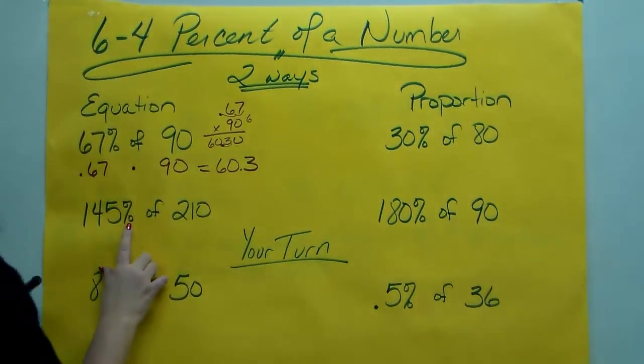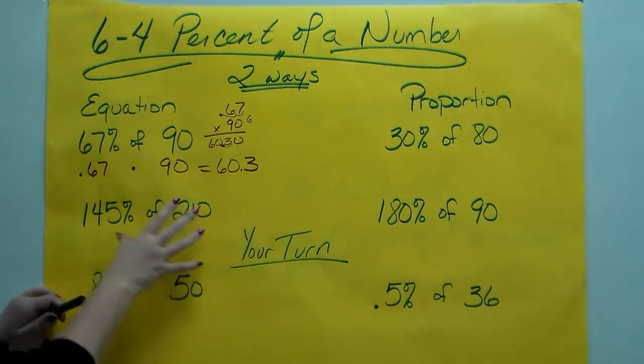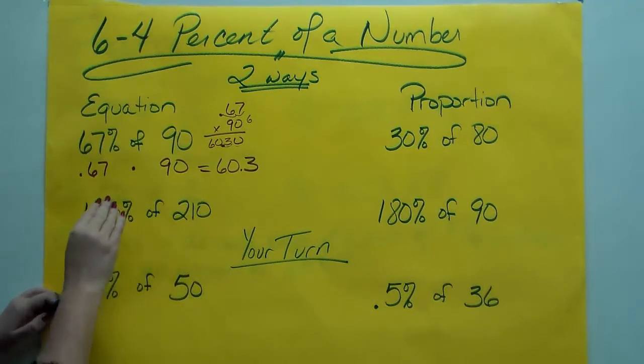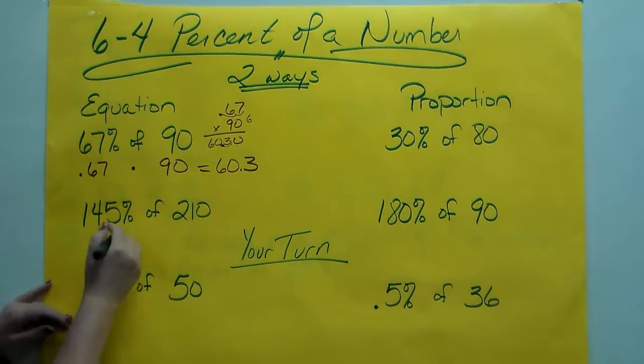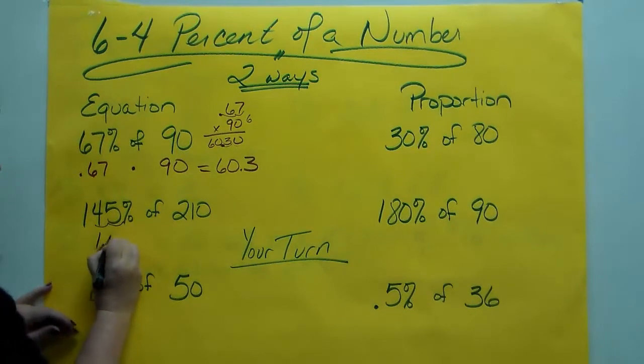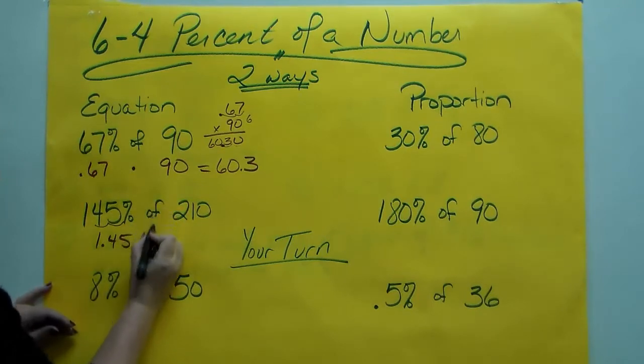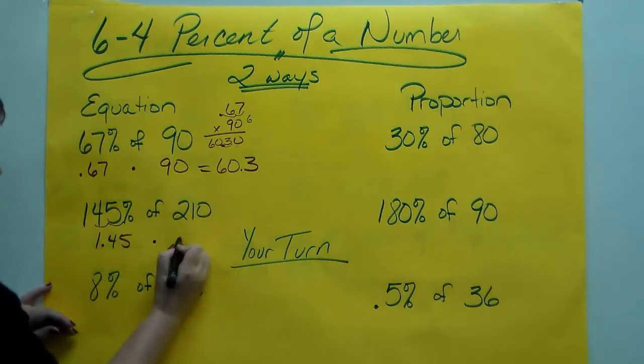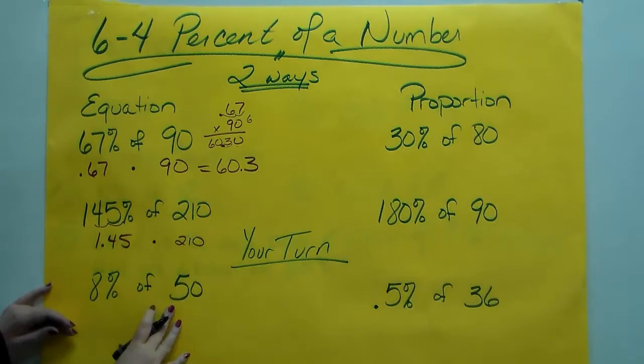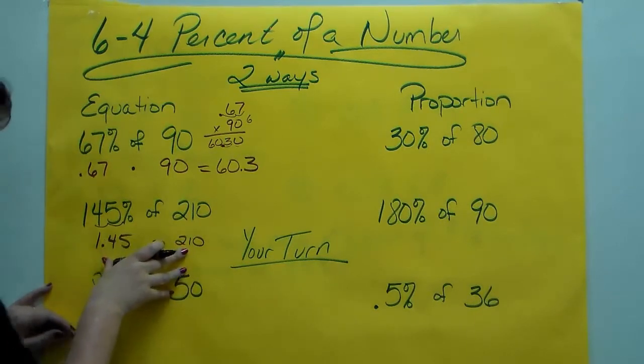I'm asking for 145% of 210, so we're going to translate this into math first. I'm going to make this into a decimal. I'm going to move my imaginary decimal over 2 times. I'm going to say 1.45 of always means multiply, and I'm going to bring down my 210. Now it's a straight math problem.